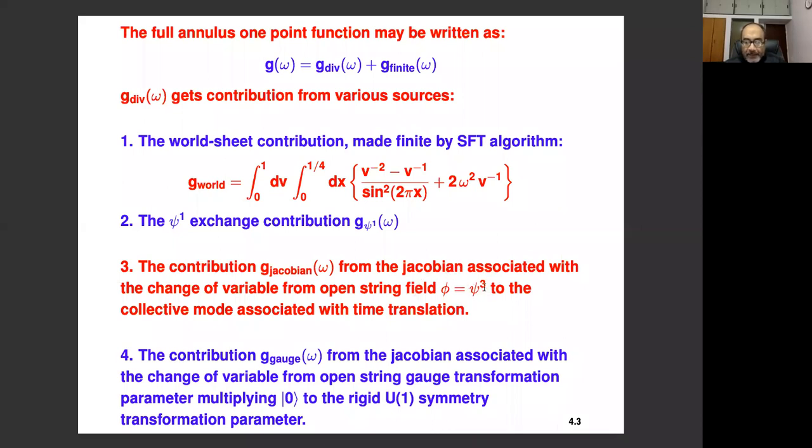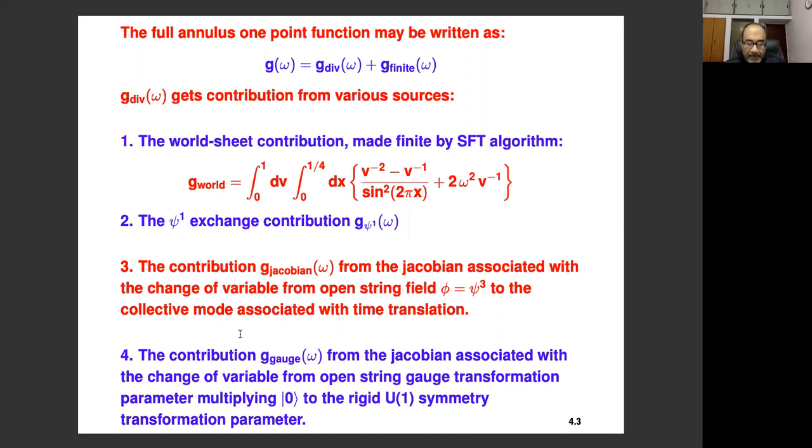So while relating that to the collective mode that describes the time transition of the D instanton, they are of course related, but there is a field redefinition involved. And that will generate a Jacobian which can also contribute to the 1-point function on the annulus. And we will see that it does. We will explicitly see how to calculate this Jacobian. So that's another extra contribution.